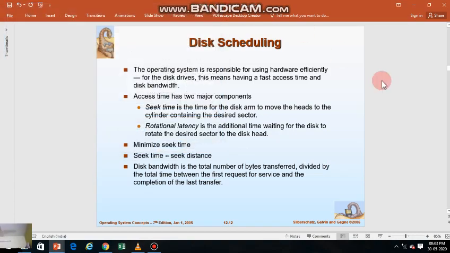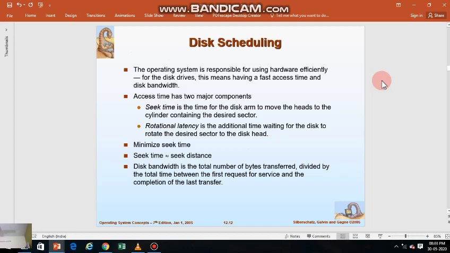Hello friends, today we are going to discuss disk scheduling in mass storage systems. The operating system is responsible for using the hardware efficiently. For the disk drives, this means having a fast access time and good disk bandwidth. In disk scheduling algorithms, we aim to reduce the total seek time of any request.